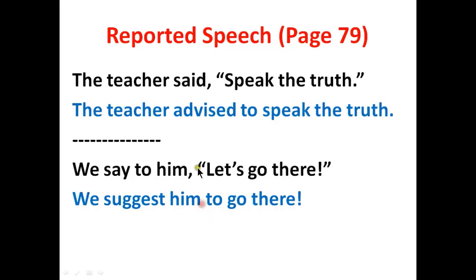Next example, the teacher said, speak the truth. Now it is an imperative sentence, a kind of an order or an advice to the students being given by the teacher. The teacher advised to speak the truth. Next example, we say to him, let's go there. And here I have written, we suggest him to go there, because it's a kind of a suggestion, so you can change say to into suggest.